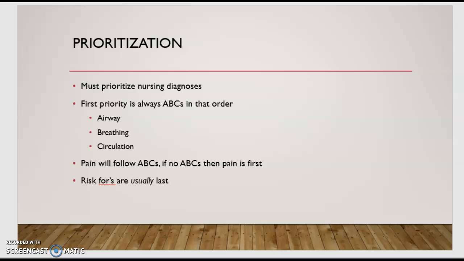Okay, prioritization. So we must always prioritize the nursing diagnosis. The first priority is always ABCs in that order: airway, breathing, circulation. So in a minute, we're actually going to go over the concept map, and I'll show you what this looks like. So we're going to first prioritize any nursing diagnoses that deal with airway, then those that deal with breathing, then those that deal with circulation.